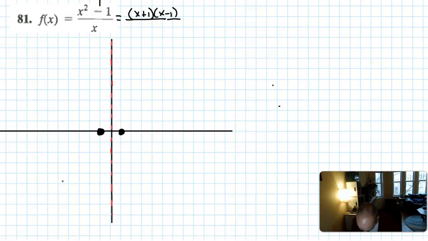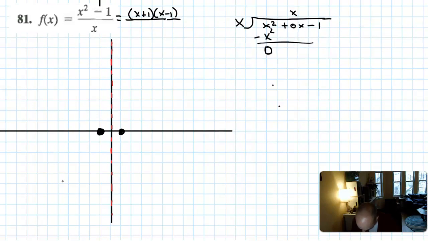So let's do x into x squared plus 0x minus 1. You don't need the 0x, but it's an easy placeholder. So x times what is x squared? Oh, x times x is x squared. Subtract down, you get 0. Minus 1. x goes into minus 1 no times, so that's the remainder. And this is the equation of the slant asymptote. It's y equals x.